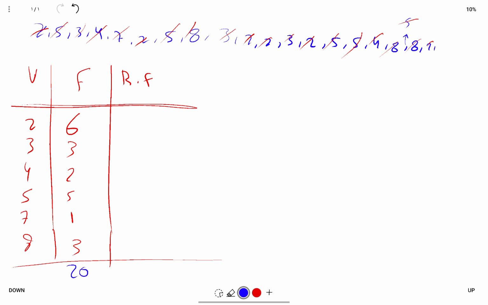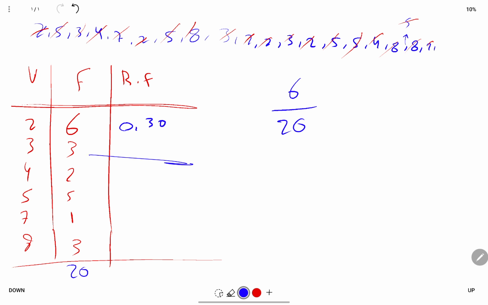Now, to find the relative frequency, we need to take the frequency and divide it by the total frequency. So, for example, we need to find the relative frequency for 2. So we need to take this number, 6, and divide it by 20. So 6 divided by 20 is equal to 0.30.